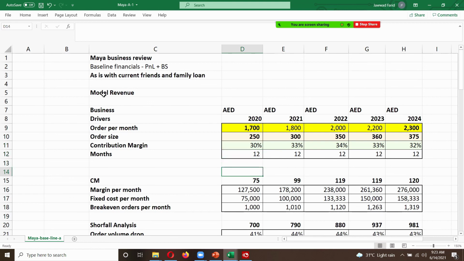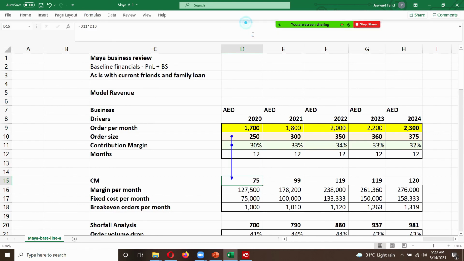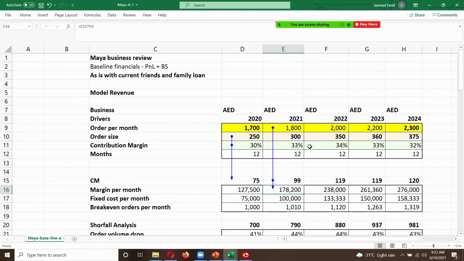So if you think in terms of margin per month, where does this contribution margin come from? If you just trace the formula, trace precedents, it'll show you it's 30% of 250 dirhams. And their margin per month is simply this contribution margin times all the orders they've processed.